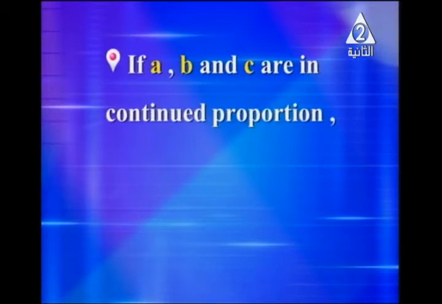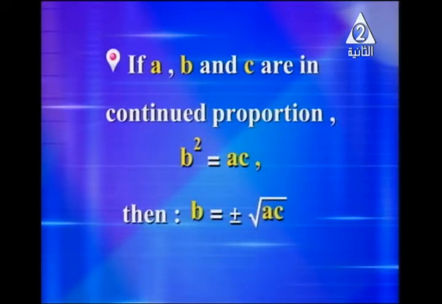If A, B, and C are in continued proportion, B power 2 equals AC. The middle proportion equals the first times the third. Therefore, B equals positive or negative root AC.